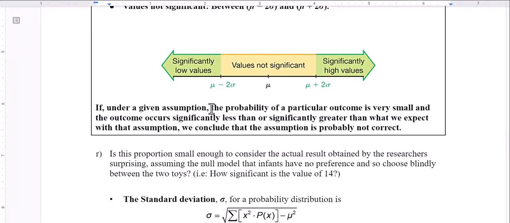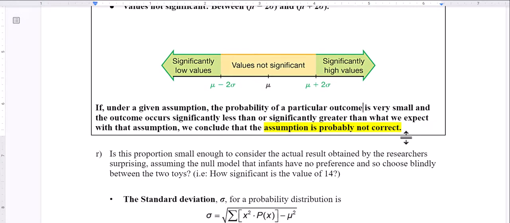So if, under a given assumption, the probability of a particular outcome is very small or significantly greater than what we expect with that assumption, we conclude that the assumption is probably not correct. So our assumption here is that the babies are choosing the friendly toy by guessing. So what we just found is that assumption is likely not correct. So that means the babies are not choosing at random.